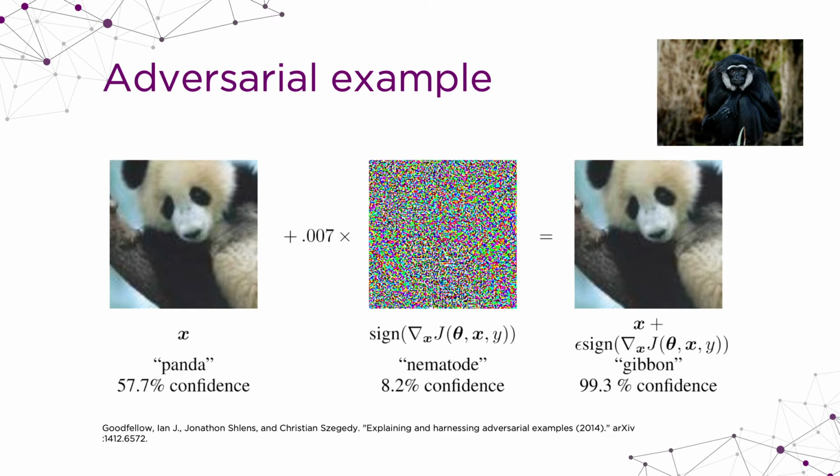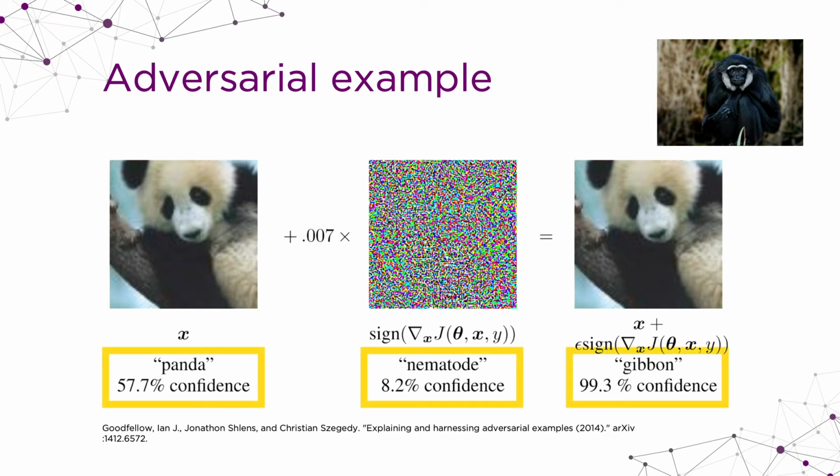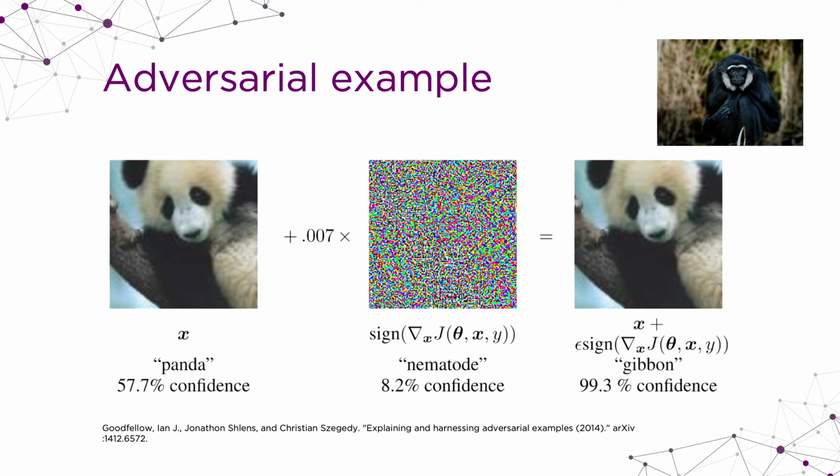Here I had 57.7% of certainty that it was a panda. This is the prediction of my model. By adding this noise that has been very well engineered by backpropagation, if I give this image to the model, now it predicts 99.3% of confidence that it's a gibbon. And a gibbon is a monkey like this.